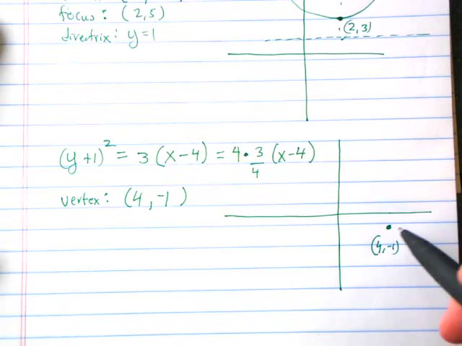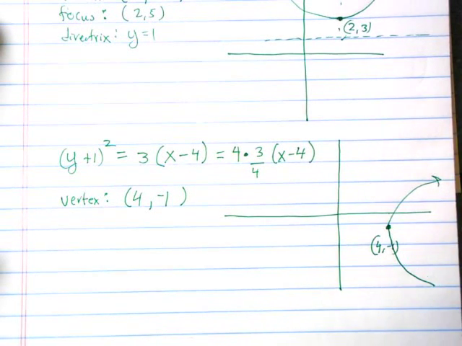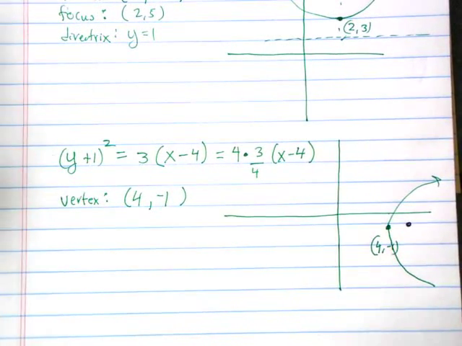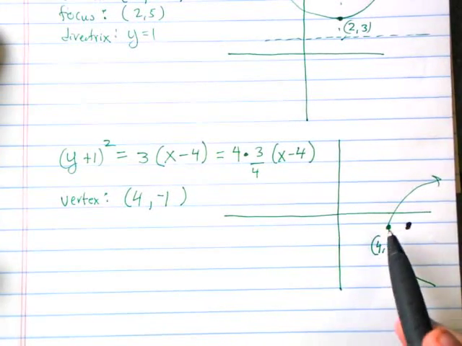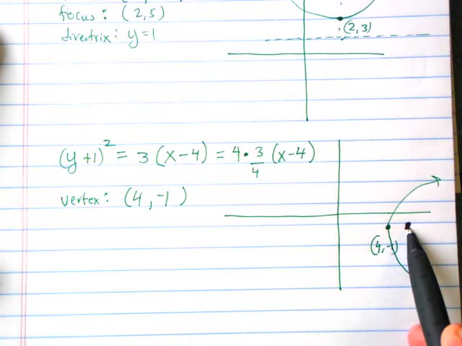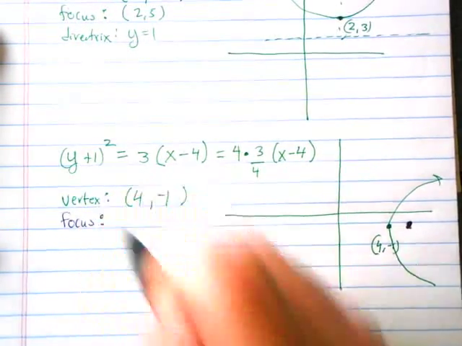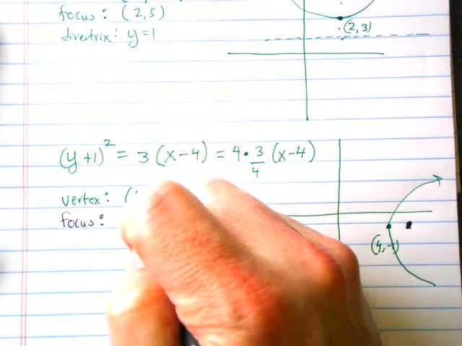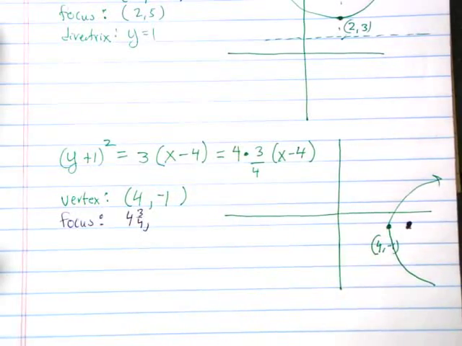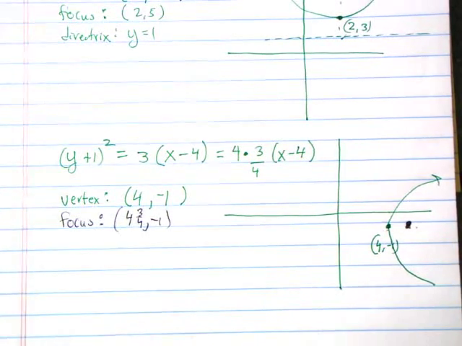My focus, since this is opening to the right, is going to be over here to the right. So what's my focus going to be? I'm going to go from here and move 3/4 directly to the right. So what's my focus? 4.75, or 4 3/4, comma, negative 1. I start at 4 and I move 3/4 to the right. That's 4 3/4.